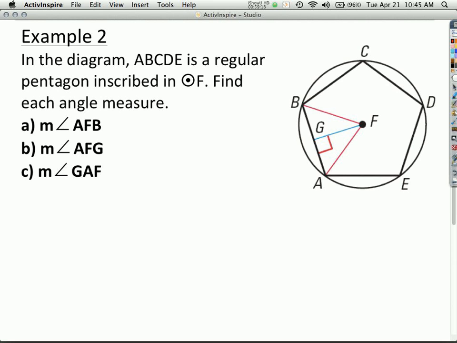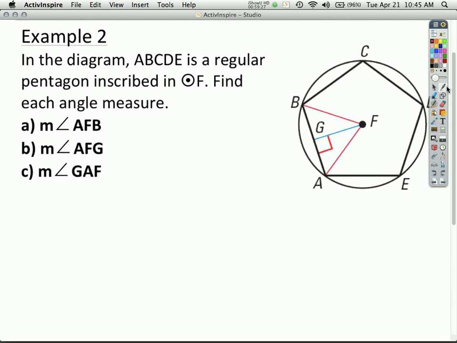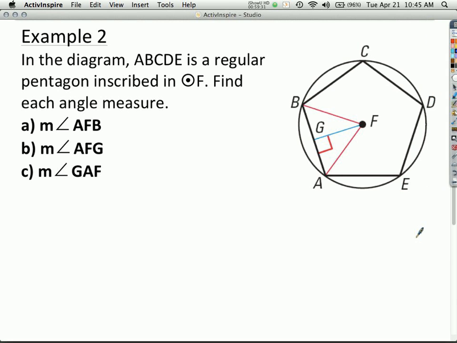ABCDE is a regular pentagon inscribed in circle F. Find each angle. So you can just go ahead and fill in right on your little slip right there. But what's the measure of angle AFB? Well, there's 5 angles, 360 degrees. Do the math. What do you get? Sheree? 72 degrees. You get 72 degrees.